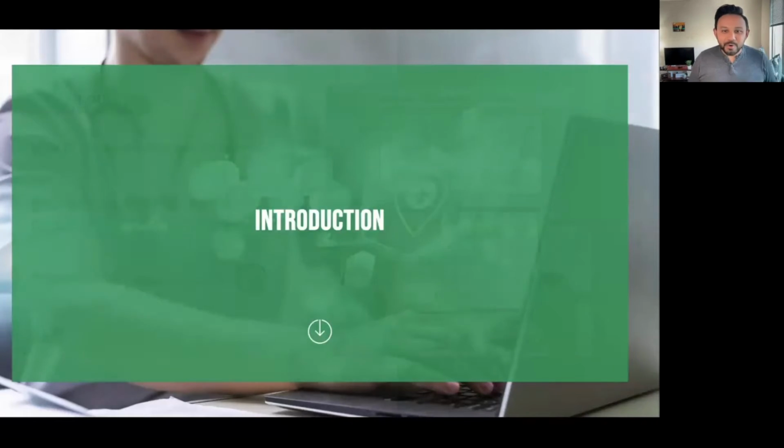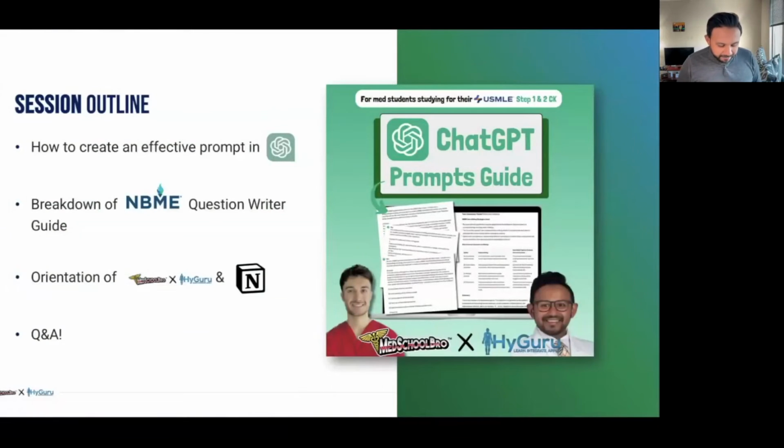So going through now our session outline, what we're first going to be focusing on is how to create an effective prompt in ChatGPT. I'll let you in on a secret. That is my 3C model. And that 3C model forms the building blocks of how you can create an effective prompt, not only to study for the USMLE and what our prompt guide is based on, but if you need to use ChatGPT to write an email or any other productivity or task that you are going to be utilizing it for.